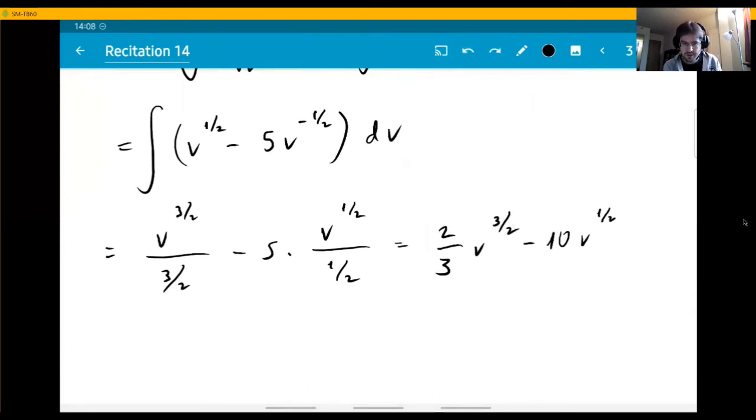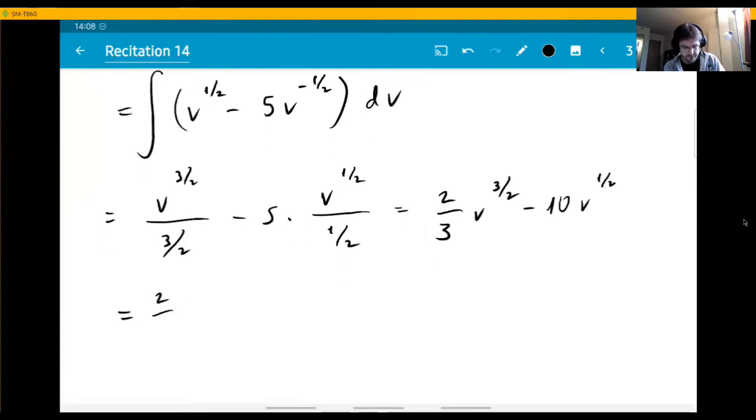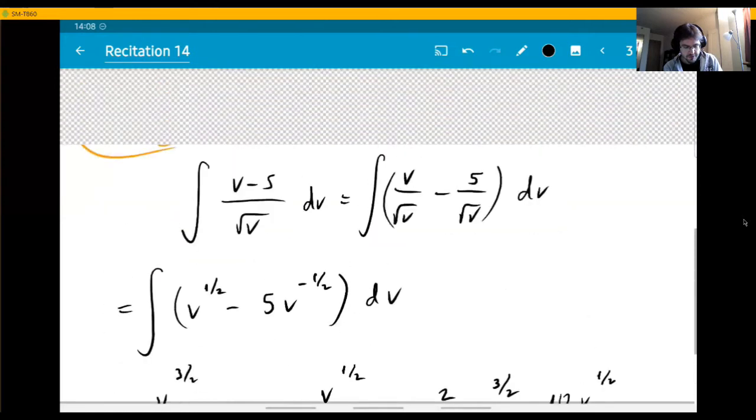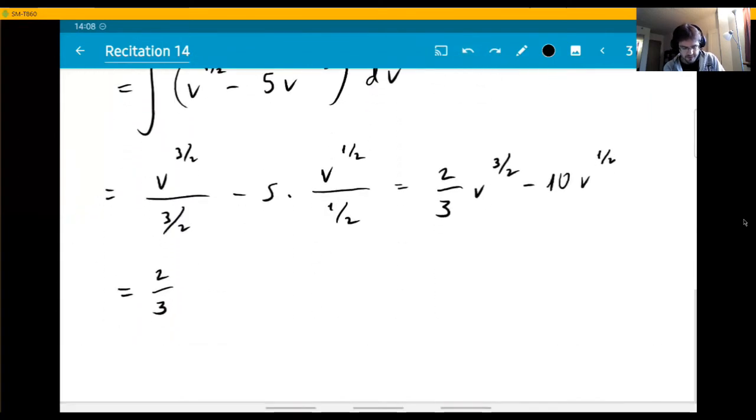Just to make sure that you get the right constants. All right, now we go back. First, you go back to the u variable. If you remember, v was equal to 5 plus u. So I'm going to replace v with 5 plus u.